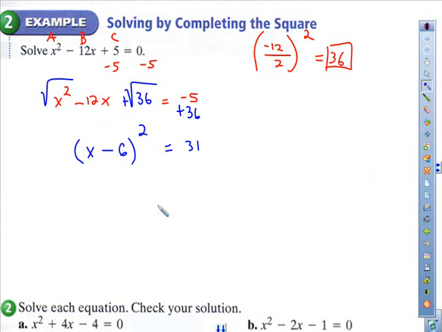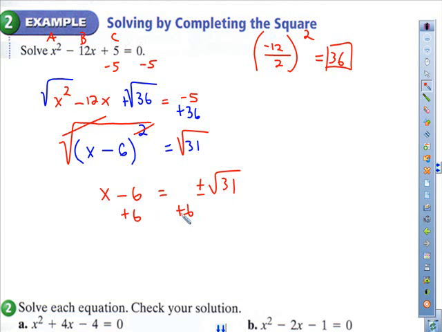Once you have this, in order to get the exponent to cancel, what you're going to need to do next is to square root both sides. Because the square root and the exponent will cancel, you'll be left with x minus 6 is equal to, since we square root both sides, a positive and negative square root 31. You want to check to see if you could break this down. If you can't, go ahead and leave it alone. Last step is to add 6 to both sides. So we get x is equal to 6 plus or minus the square root of 31.